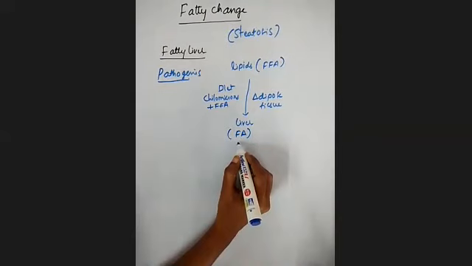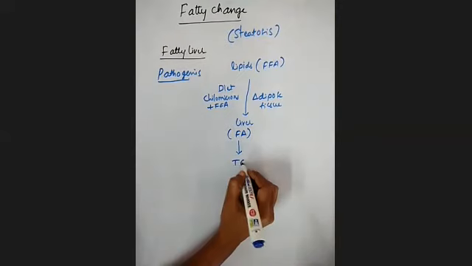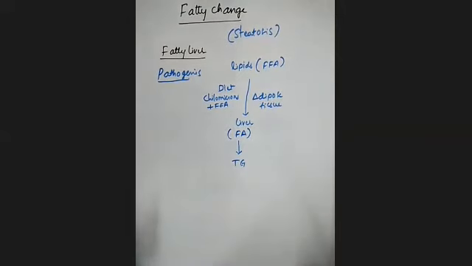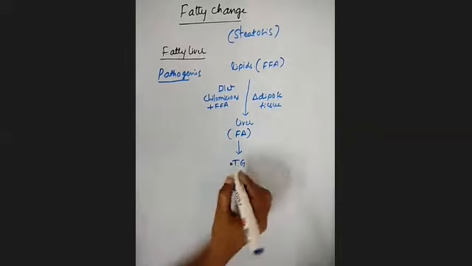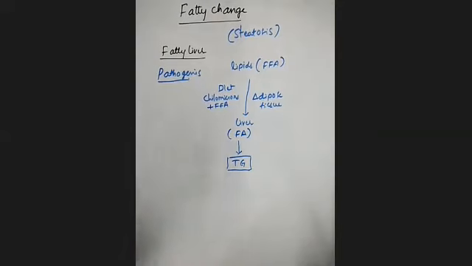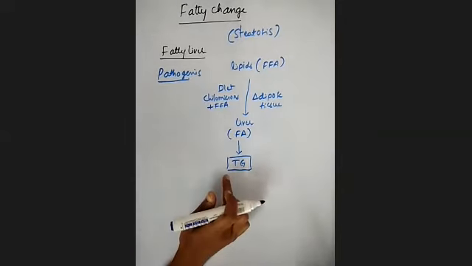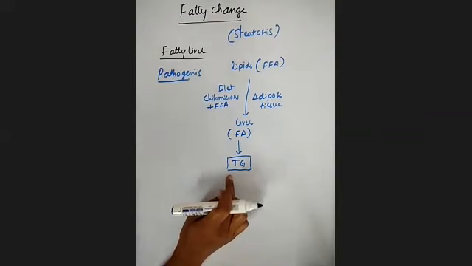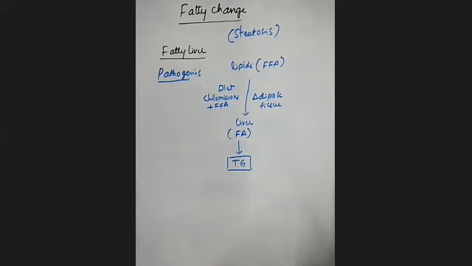Now, this free fatty acid is converted into triglycerides. I already told you fatty change means an accumulation of neutral fat. That is important, not the accumulation of free fatty acids. Accumulation of neutral fat means triglycerides, which are esters of three fatty acids. Once there is an accumulation of these triglycerides, only then will you call it a fatty liver or fatty change.